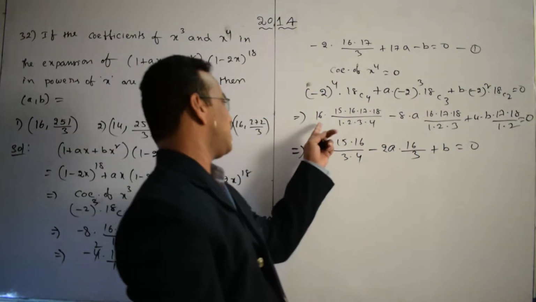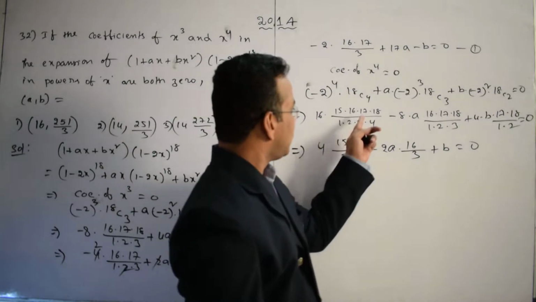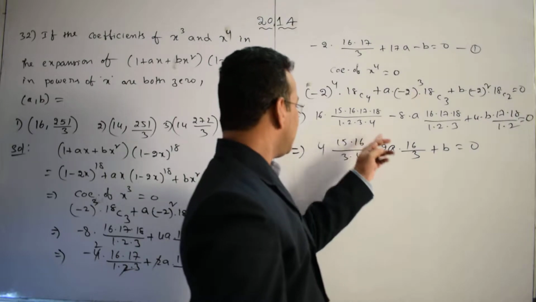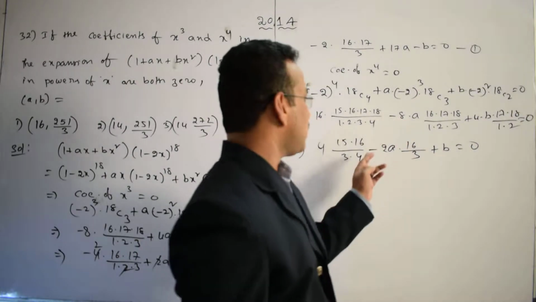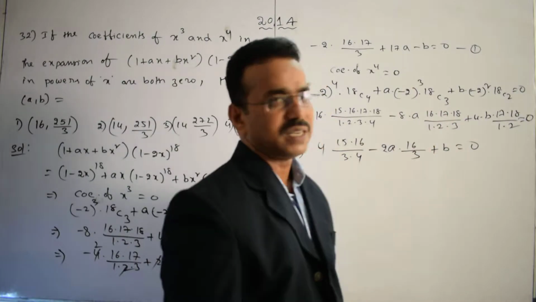Now let me check once again. Here 4 is out. So what does remain? 4 into 4, 16. 17 into 1, 8. 1 into 2 is out. 15 into 16 by 3 into 4 remains, right? Here 4 is out. Minus 2 remains here. Here 17 into 8. 16 by 3 remains plus b equals to 0.